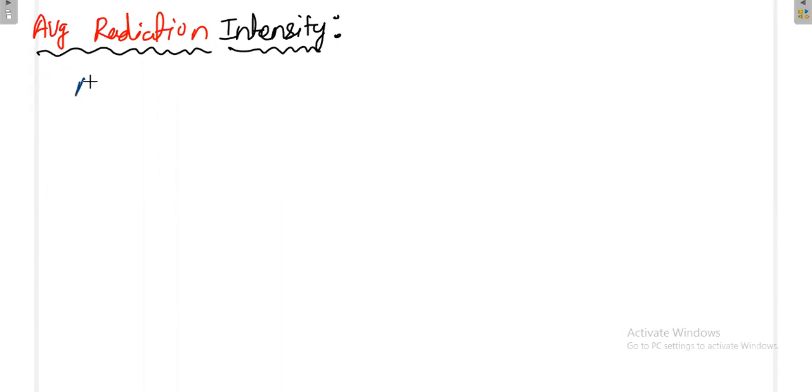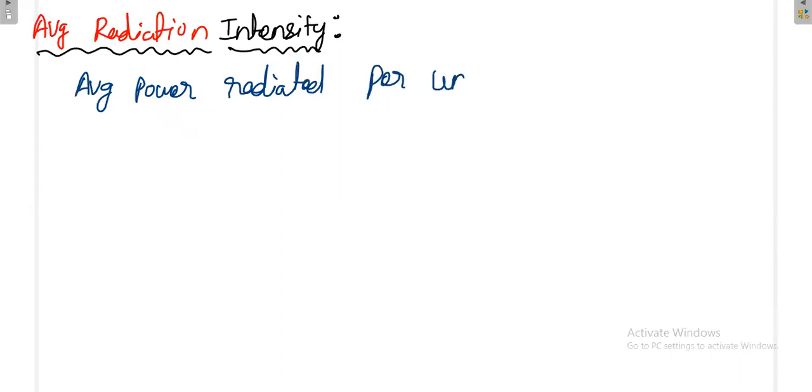Just try to know the average power. The average power radiated per unit solid angle is called radiation intensity. Okay, radiation intensity. And please do not worry about this average. Average means always RMS value. You worry about the remaining things: power radiated per unit solid angle.